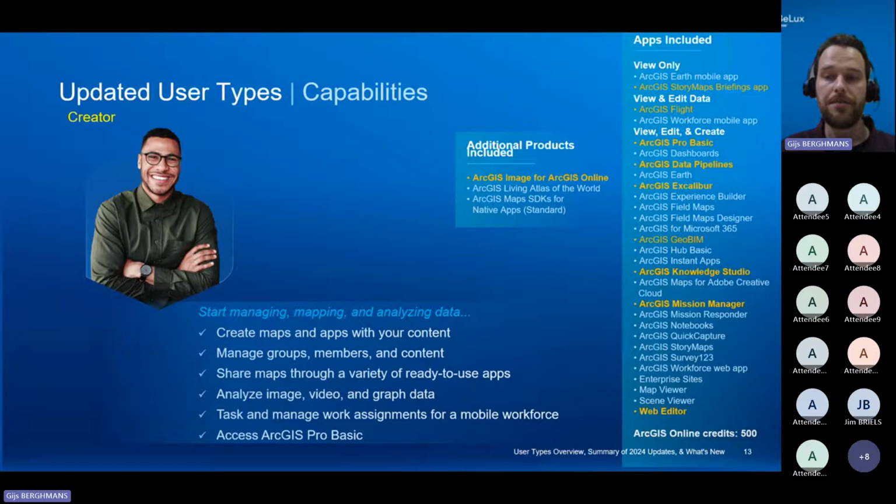Then we have the creator. Compared to the user types we just saw, like the viewer, the contributor, and the mobile worker, we can see that the creator has several additional apps and products included, like ArcGIS Pro Basic, Data Pipelines, Excalibur, Knowledge Studio, Mission Manager, Web Editor, and Image for ArcGIS Online. So that is a big improvement for this creator user type.